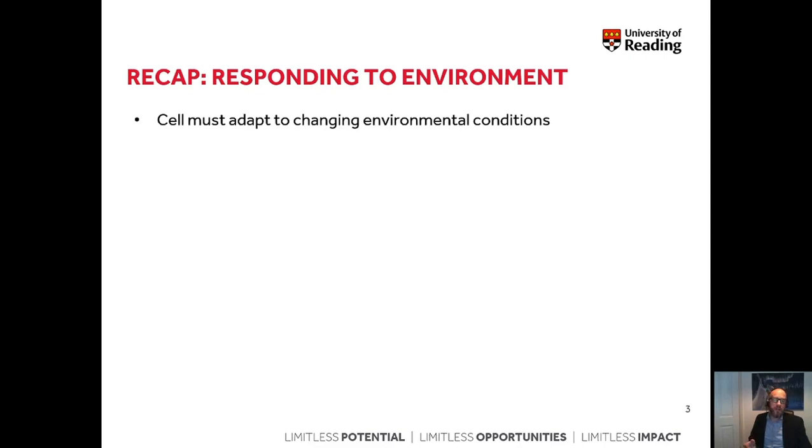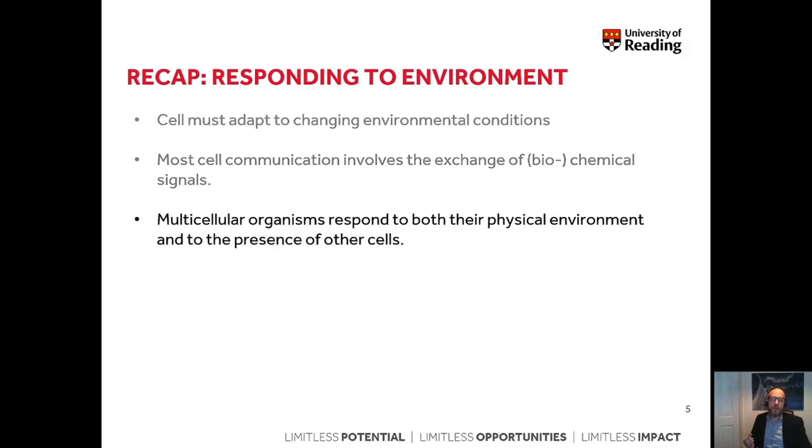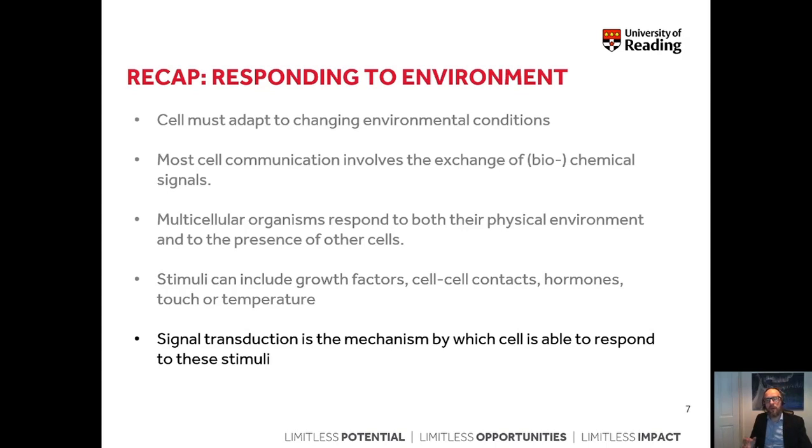We have learned that all of our cells must adapt to changing environmental conditions. Our cells need to change gene expression patterns in response to injury, disease, pharmacological treatment, but also to other things, for example, like changing of temperature. We have also learned that most cell communication involves exchange of biochemical signals, and also that multicellular organisms are able to sense the presence of other cells adjacent to them. Those signals or stimuli can include growth factors, cell-to-cell contacts, hormones, touch or temperature. Lastly, we have learned that signal transduction is the mechanism by which the cell is able to respond to the stimuli and change the gene expression pattern.